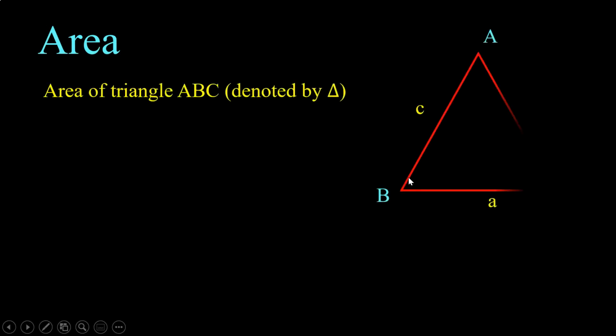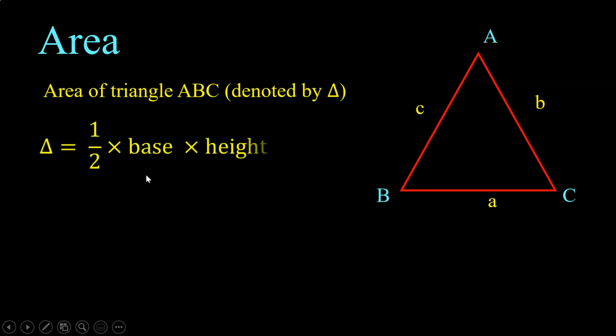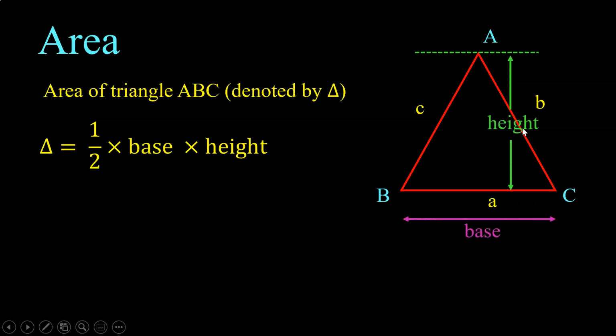Now let us look at the last section, that is area of triangle. Area of triangle is denoted by delta. We know that area of triangle is equal to half into base into height. Now let us say this is the base and this is the height of the triangle.